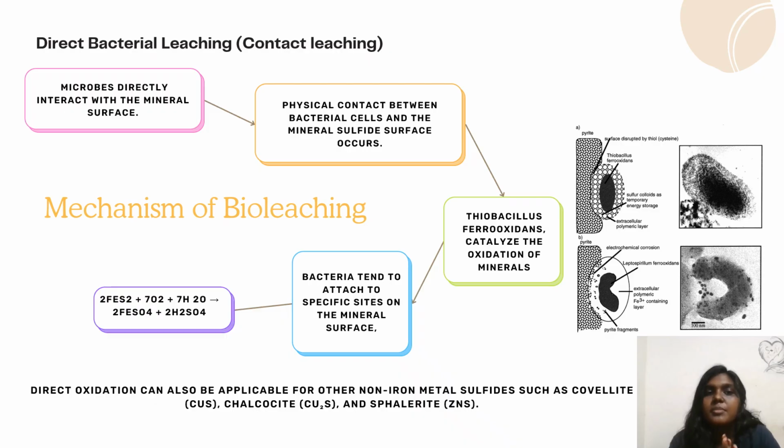Now we'll see about direct bacterial leaching, which is a contact leaching. In this method, the microbes directly interact with the mineral surface, with physical contact between the bacterial cells and the mineral sulfide surface. In this example, Thiobacillus ferrooxidans catalyzes the oxidation of the minerals. The bacteria tend to attach to specific sites on the mineral surface and break it down.